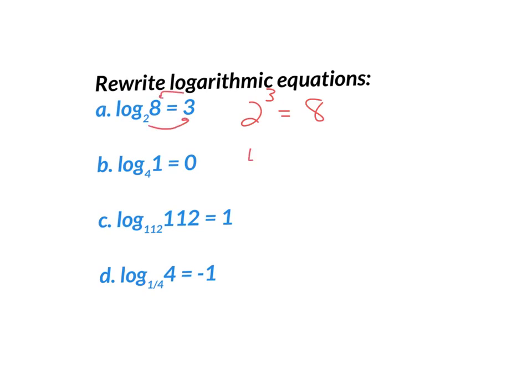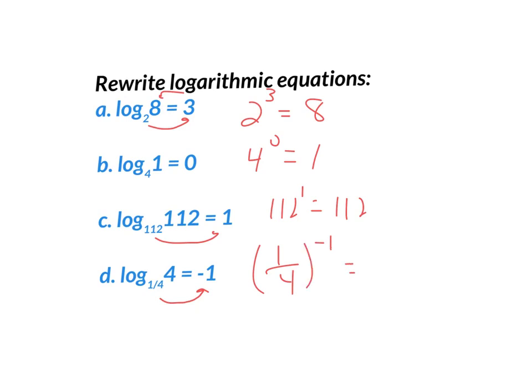The second one, 4 to the 0 power is 1. Notice all these are true. 112 to the first power is 112. And the last one, 1/4 to the negative 1 power. Don't forget what a negative 1 power does. A negative 1 power flips things, so it would be 4. I hope you understand the pattern there. Just 112 to the first, 112, 4 to 0, 1. The same pattern over and over again. That's how you work out a log.